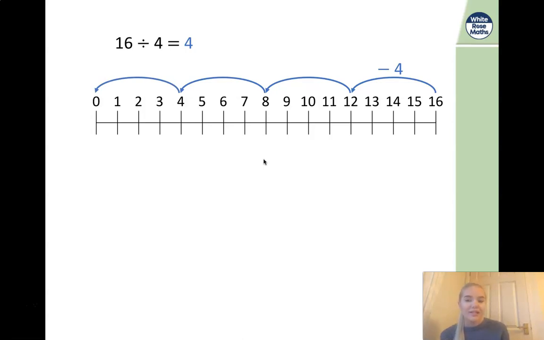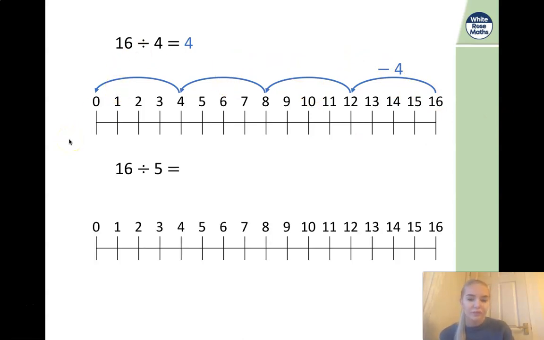Notice how I've landed on 0. You need to think about this when we're looking at the next question. So I can see here that I have made 4 groups of 4. So 16 divided by 4 is 4.